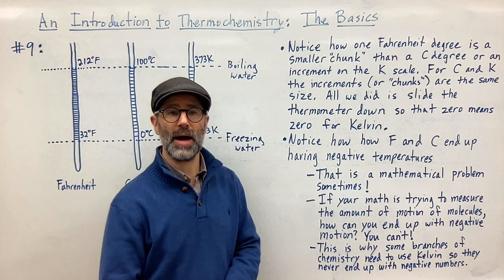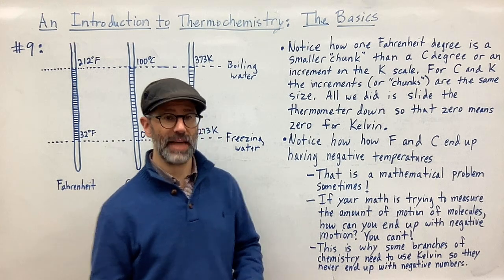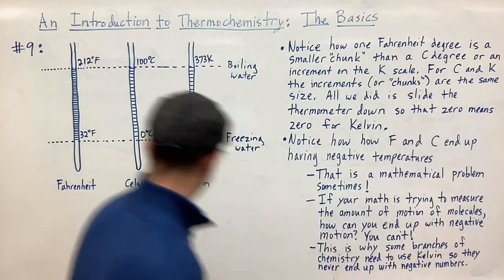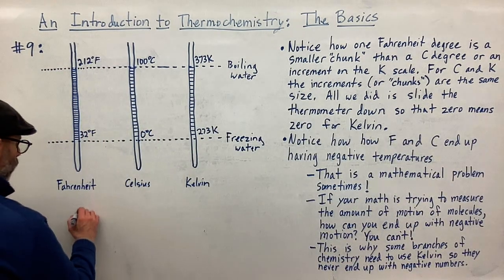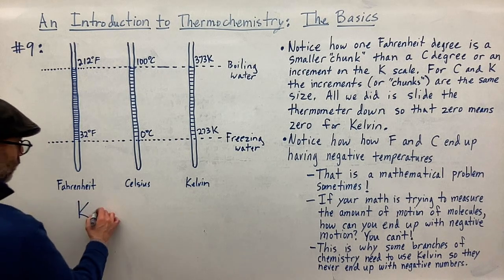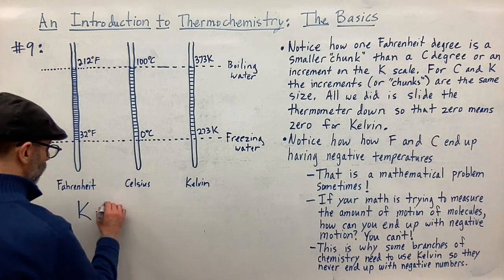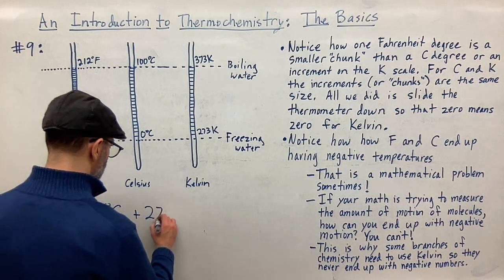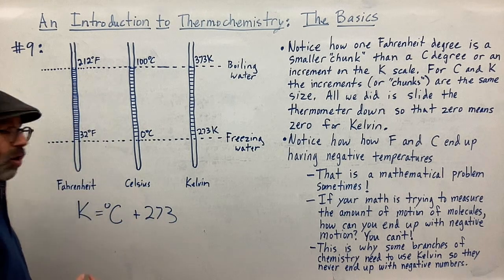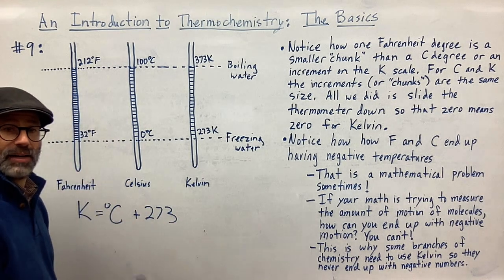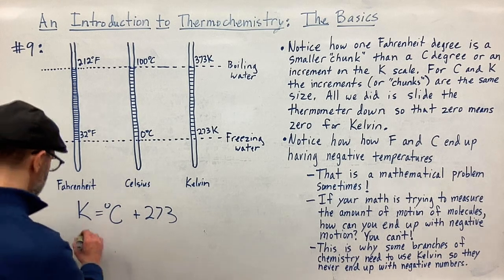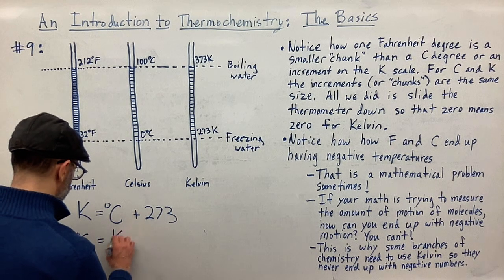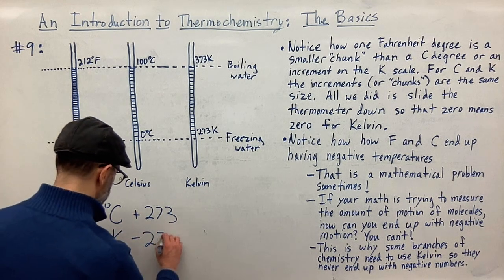All right, so what about converting between scales? Converting between scales is done in this way. If you want Kelvin, that's going to be equal to the degrees Celsius that you're given, plus 273. If you want to go from Kelvin to Celsius, then degrees Celsius is going to be equal to Kelvin minus 273.